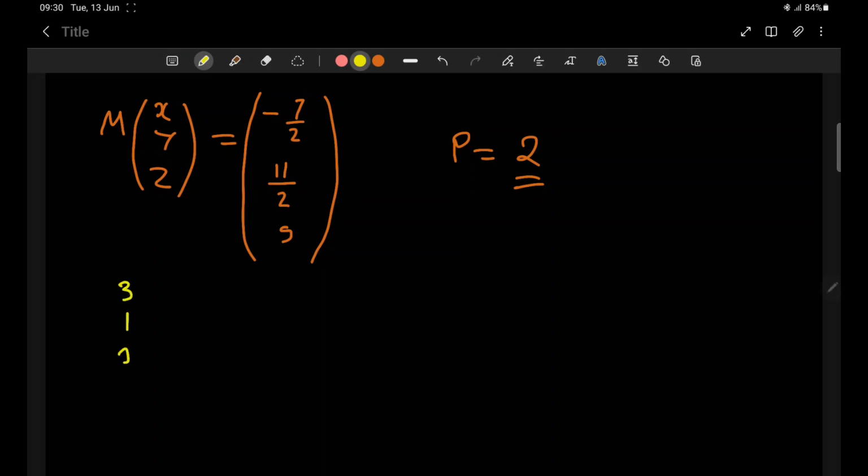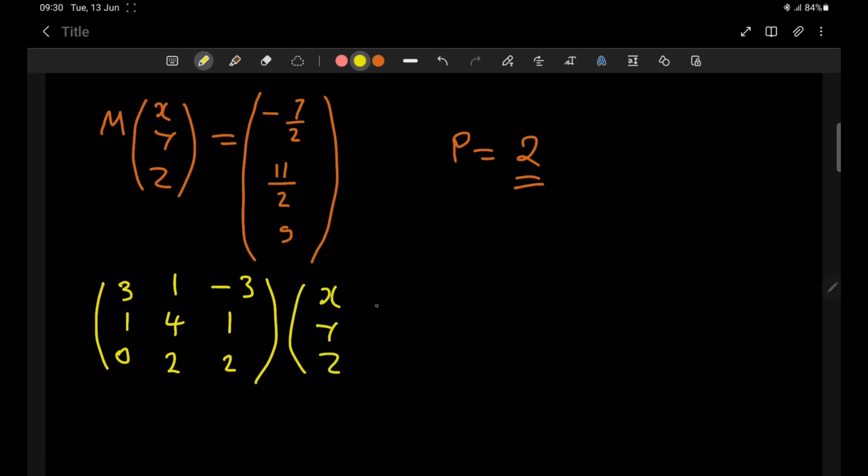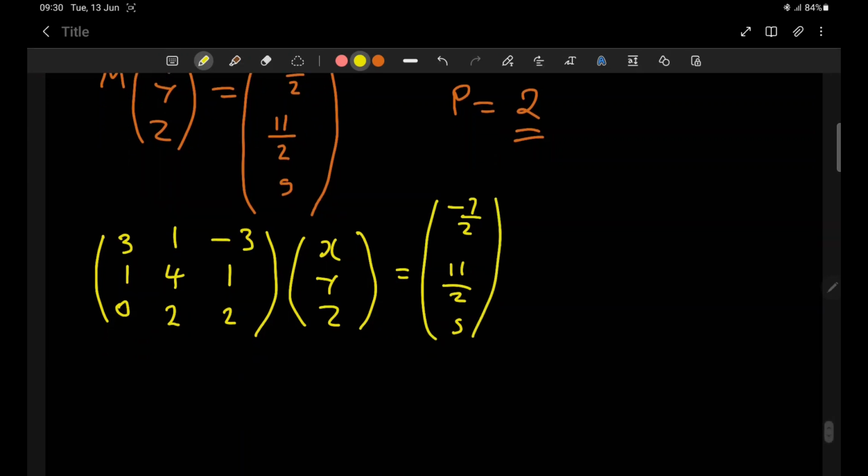We'll have 3. Since P is 2 and there is 2P, we'll have 4, then 2, negative 3, 1, and for P we put 2 here as well. Then we have X, Y, Z, and negative 7 over 2, 11 over 2, and 5. Okay, so we need to solve this equation. We can use Cramer's rule since it's simplified.